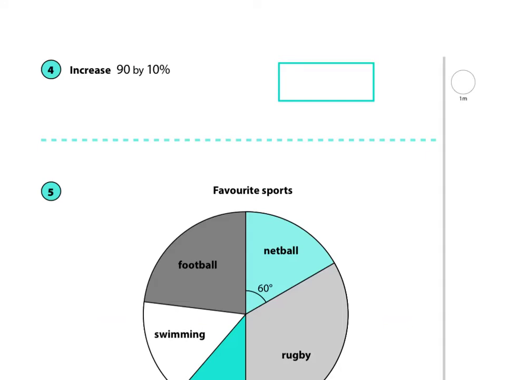Question 4. Increase 90 by 10%. Well, to work out 10% of anything, you divide by 10. So if I divide 90 by 10, the answer would be 10% is going to be 9. But I've got to increase 90 by that 10%, so I would add it on to my original 90, giving me 99 as the answer.